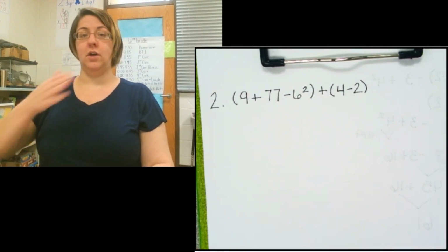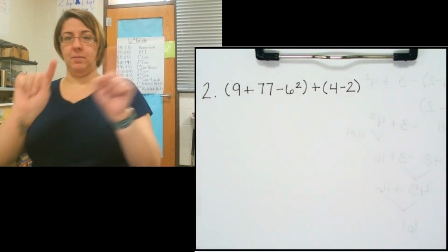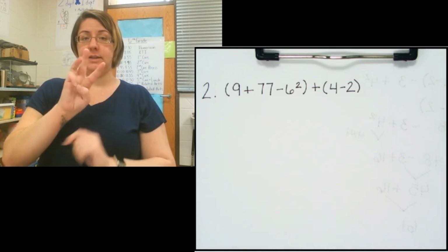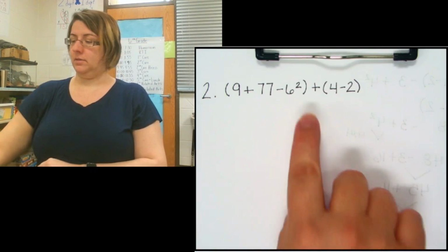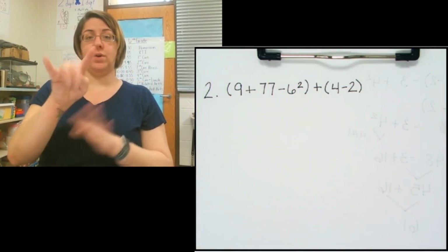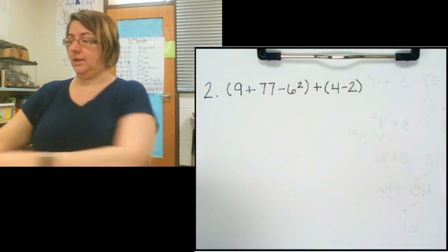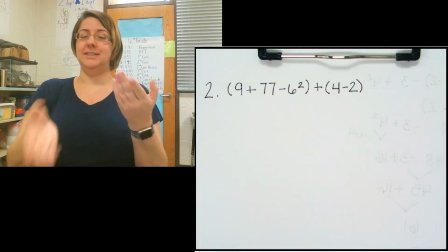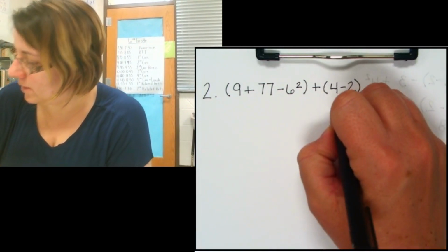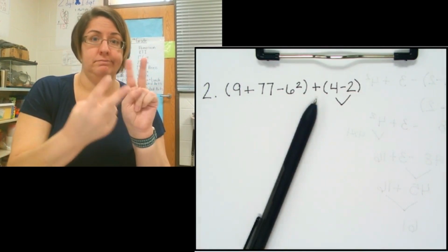Okay, so my number two is parentheses 9 plus 77 minus 6 to the second, plus parentheses 4 minus 2. So let's start with the easiest thing. These parentheses are the easiest. 4 minus 2 is what? 4, 2.